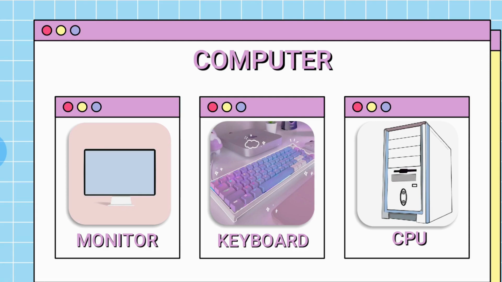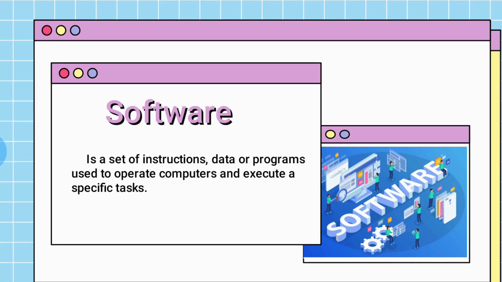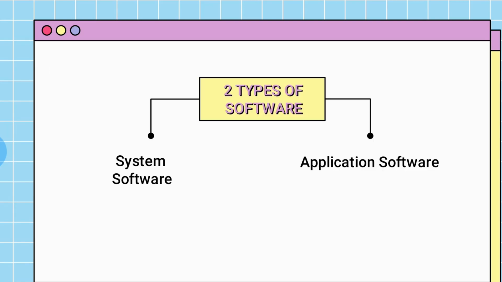So, we need software. But what is software? Software is a set of instructions or data or programs used to operate computers and execute specific tasks. In simple words, software manages computer hardware behavior so as to provide basic functionalities that are required by the users. There are two types of software: the system software and the application software.